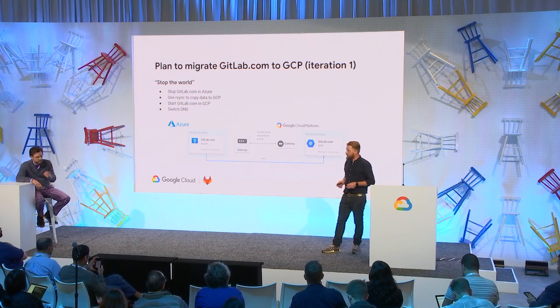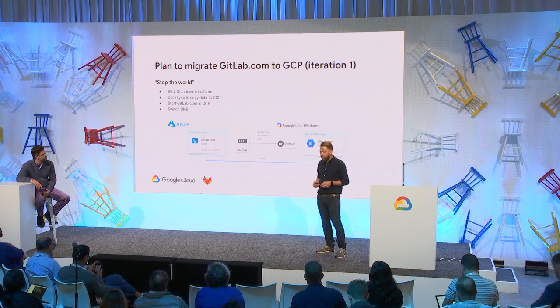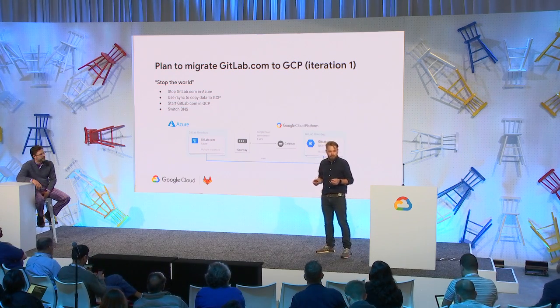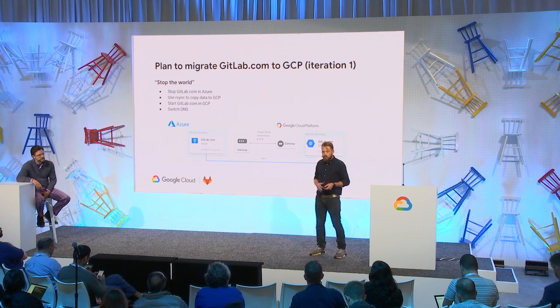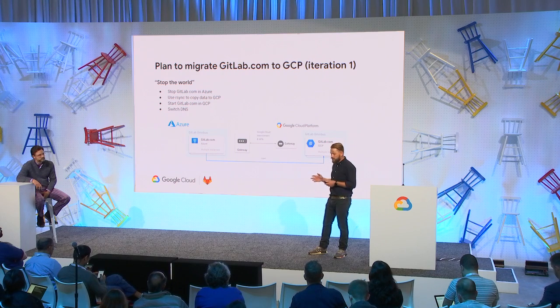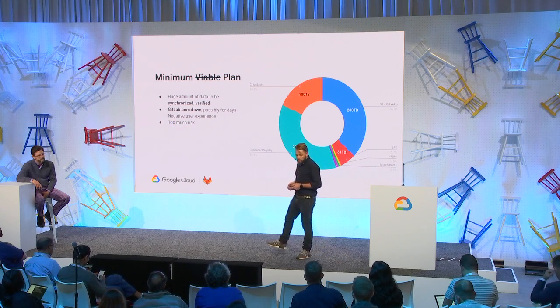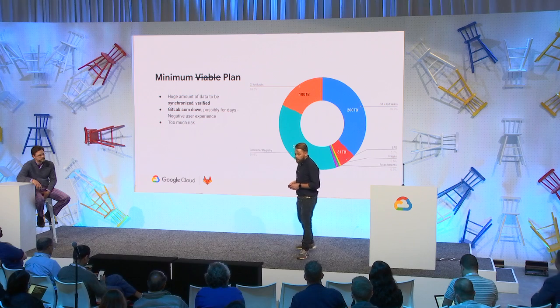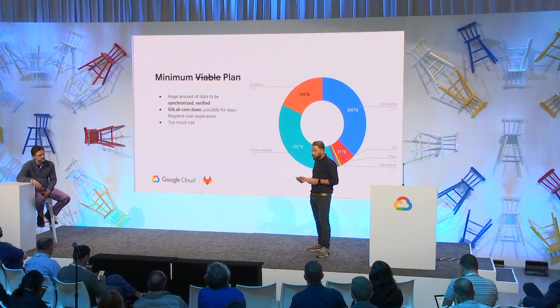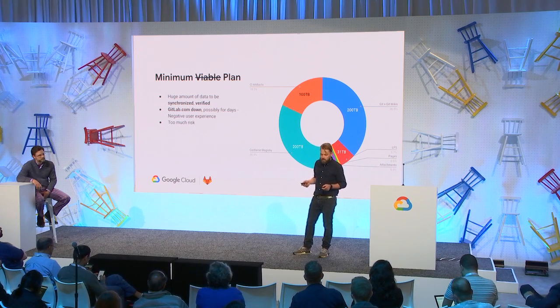So the first iteration of the plan was really a combination of a really boring solution and a minimum viable plan. We considered whether we could just stop the whole site, copy all the data from Azure to GCP, switch the DNS over to point at GCP, and then start everything up again. The problem is that we had too much data to do this within a reasonable time frame. At the time, we had about 0.5 petabytes in total of data on Azure. And once we'd shut down the site, we'd need to copy all of this data between two cloud providers over the internet.